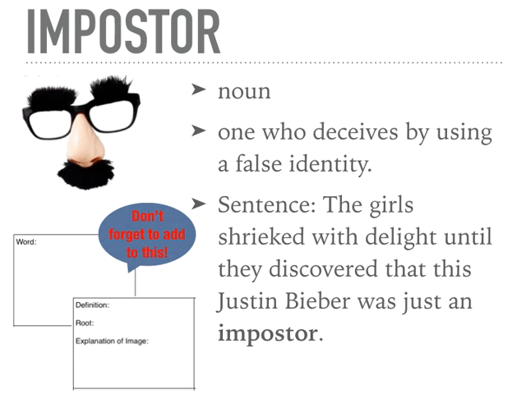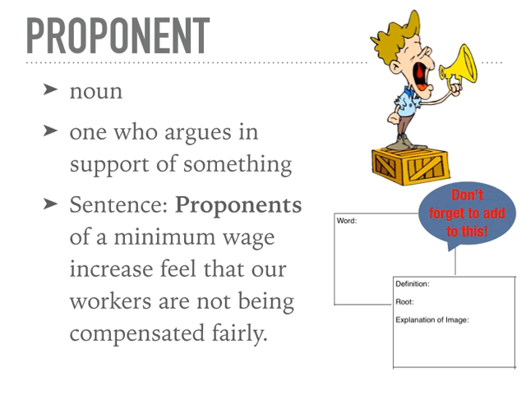The last word that we're going to learn for lesson 3, proponent. Proponent is a noun. It's a person who argues in support of something. Proponents of a minimum wage increase feel that our workers are not being compensated fairly. Proponents of recycling newsprint, glass, and aluminum have found citizens more willing to cooperate than they expected.